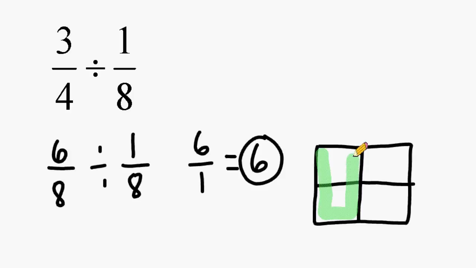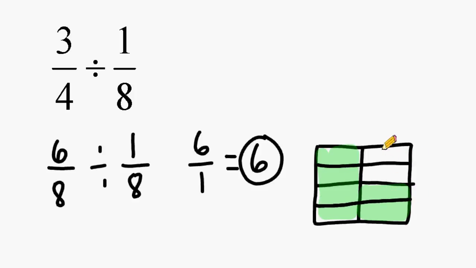And after shading it 3/4 full, we are going to see how many groups of 1/8 it would take to fill up the shaded portion. But we are trying to fit smaller units, which are eighths, inside quarters. And what we can do is we can take these quarters and break them into eighths. I'm going to draw a line this way and this way.